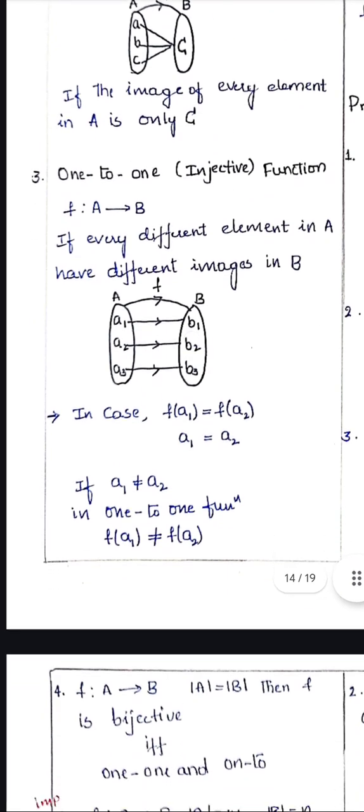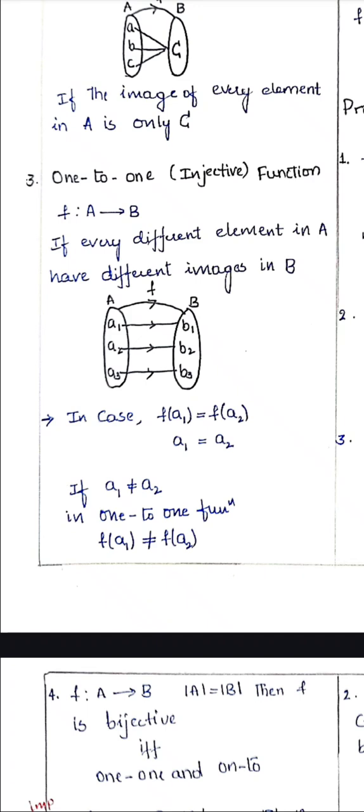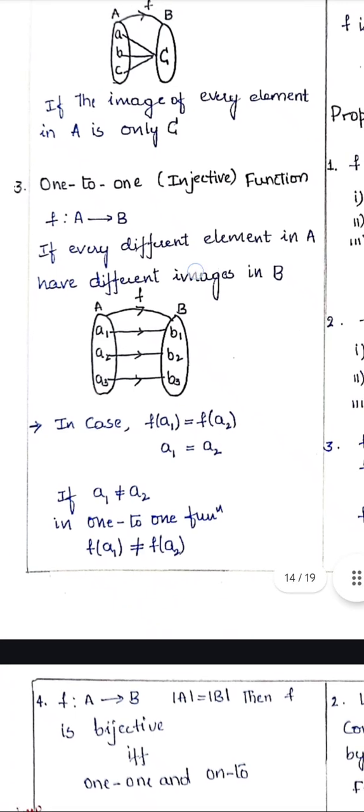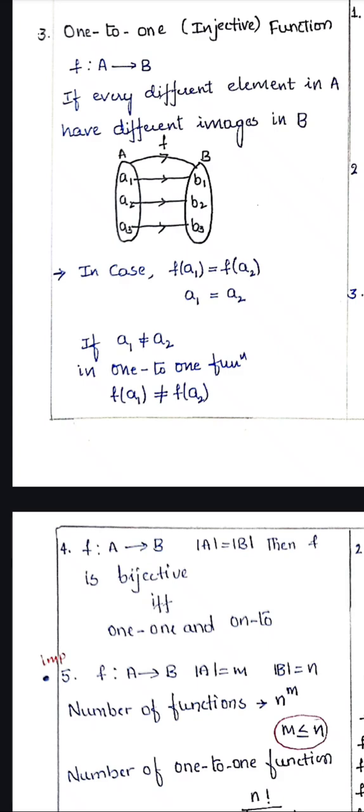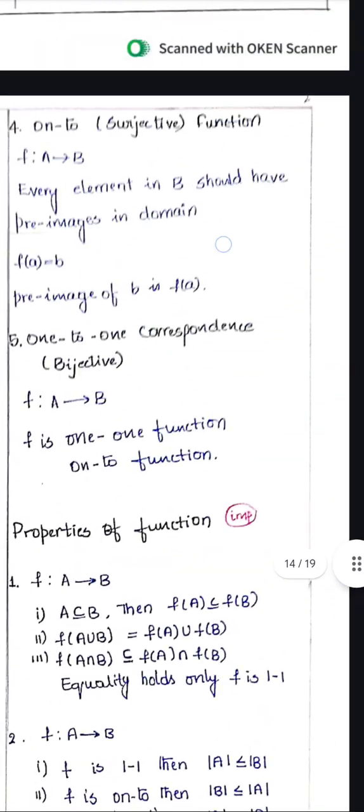One to one, injective function. A function from A to B, if every different element in A has different images in B, that is a1 to b1, a2 to b2, a3 to b3, that is the one to one function. If f of a1 equals f of a2, then a1 equals a2. If a1 is not equal to a2, then in a one to one function, f of a1 is not equal to f of a2.